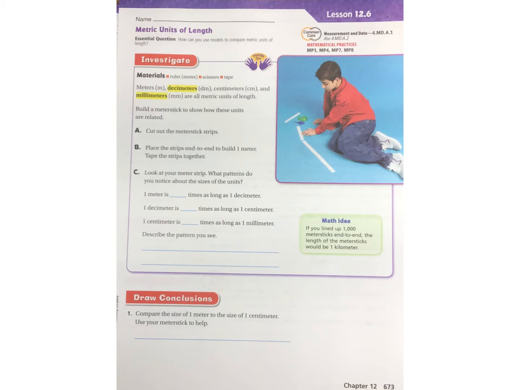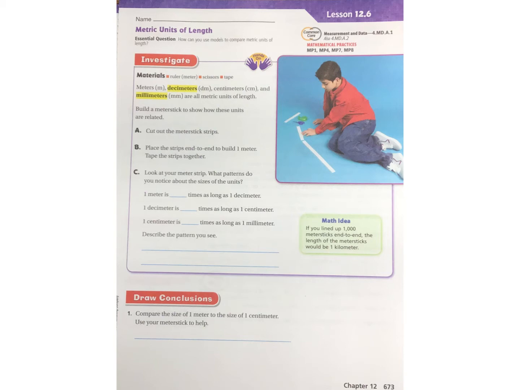Okay, remember, what is the metric unit called? Meter. Okay, meter. Everything at the end of metric length will say meter. It could say decameter, it could say millimeter, but it's always going to say meter when it's measuring length. Good. Okay, investigate. Here we go.